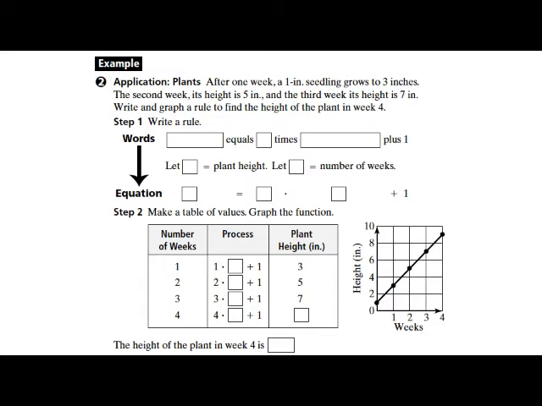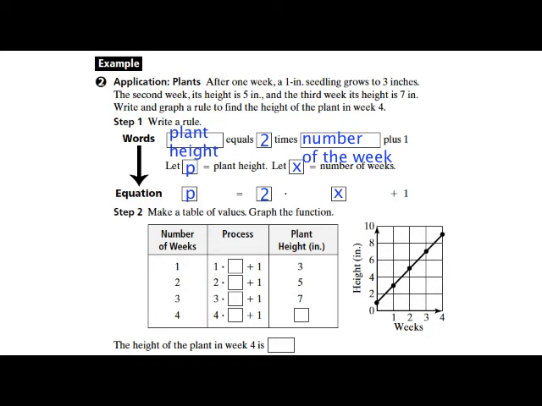First, we have to write the rule. The plant height equals 2 times the number of the week plus 1. We're going to let P equal the plant height, X equal the number of weeks. So P equals 2X plus 1. So we're going to make a table of the values and graph the function.